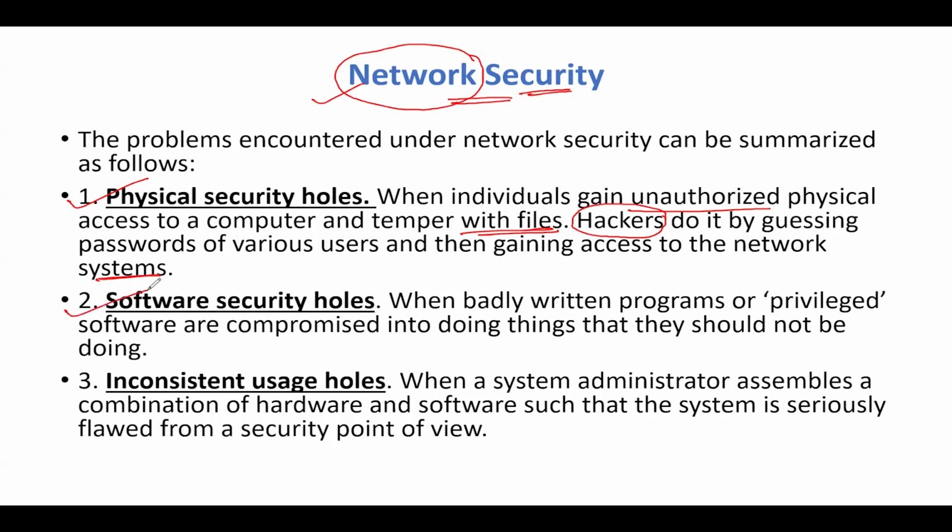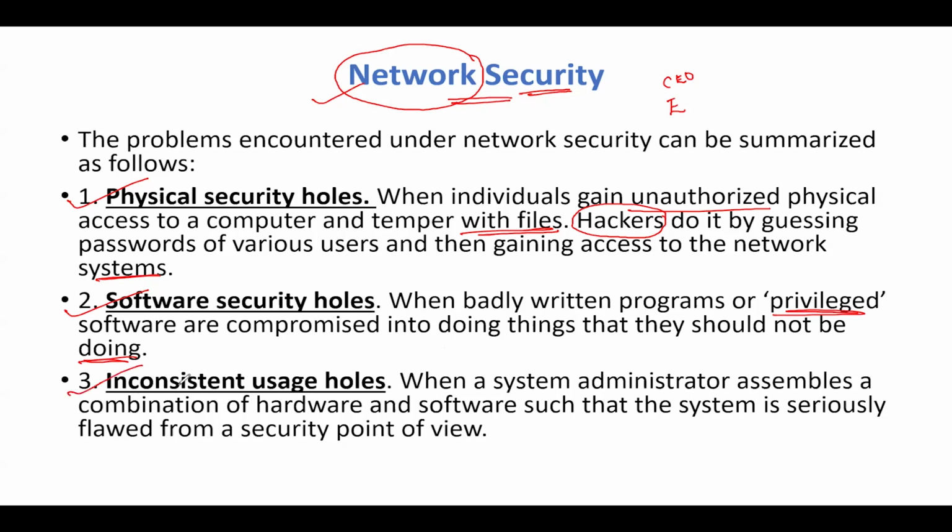Now, what is a software security hole? A software security hole is when badly written programs or privileged software are compromised into doing things that they should not be doing. So we know that every software or every person, whenever you have access, maybe you are an employee or maybe you are a CEO, you have different kinds of access. In such situations, if that particular software is accessing other details which it is not supposed to, then that is called a software security hole.